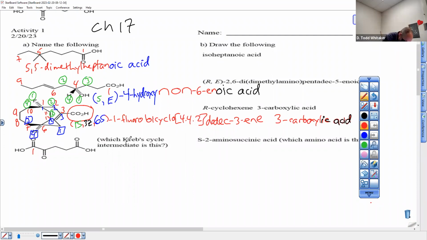So I started 1 there because then I'll get a group on 2. Can't call this a ketone because carboxylic acids are more important. 2, 4, 5. IUPAC name says pentane dicarboxylic acid.